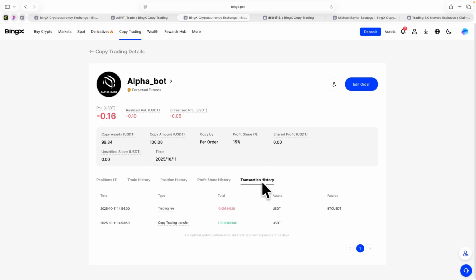And if you come here to where it says transaction history, this is where you can see the amount of money you have in your transactions right here. So you can see the copy trading transfer, I transferred $100. The trading fee, so the current trade I'm taking right now, this is the trading fee that has been taken from it. So you'll be able to see all the details right here.